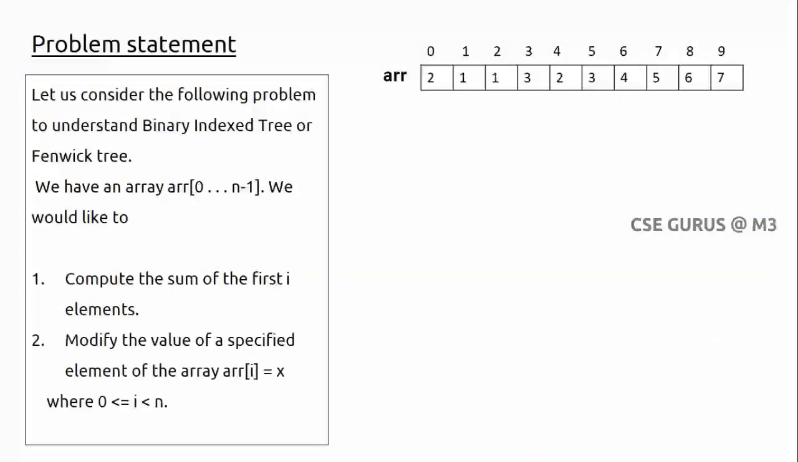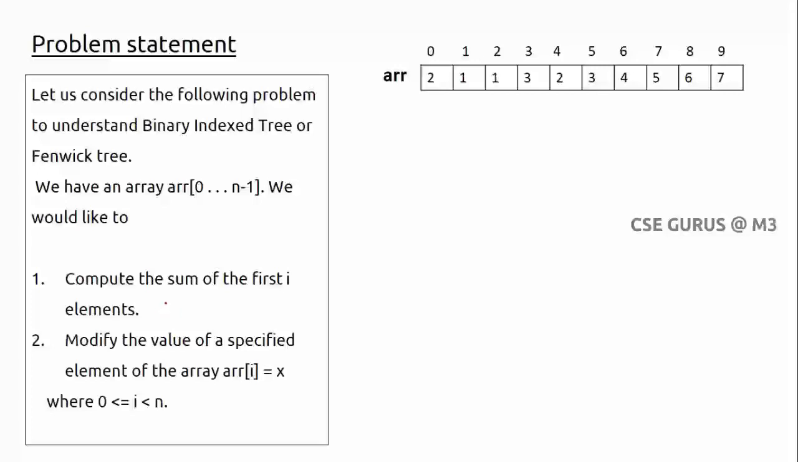I'll take a problem statement first. Consider the following problem to understand this Fenwick tree. What is the problem we are taking? Range sum query. We'll see what this range sum query is. The problem is very simple. We have an array of elements from 0 to n minus 1, and what you need to find is the sum of the first I elements.